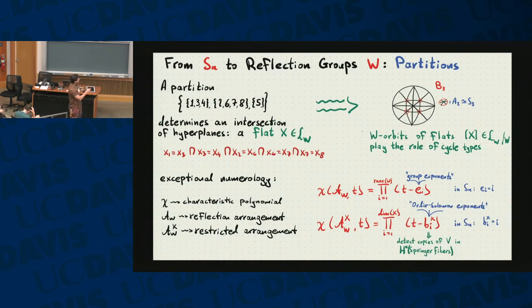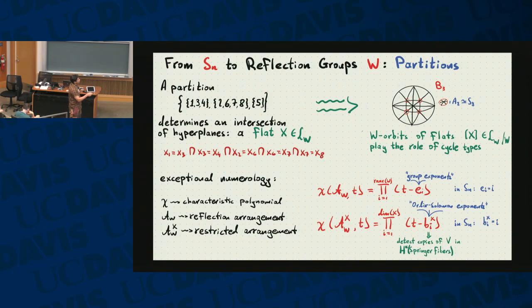So if you start with a set partition, and you take the Sn orbit of it, that's what an integer partition is. You forget the numbers, and you only keep track of how big each of the blocks are. Now, a set partition in the symmetric group is just an intersection of hyperplanes of the braid arrangement. And that's something that you can do in general.